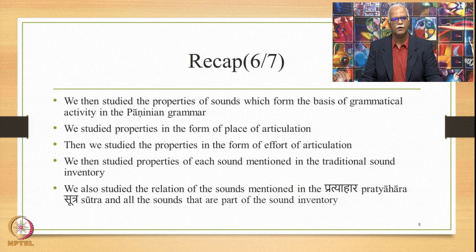So we studied these properties, and the bahya prayatnas we noted were handy, were useful as far as deciding the proximity between the substituent and the substitute in case the sutra states more than one substitutes. Then we also studied the relation of the sounds that are mentioned in the Pratyahara Sutras, the 14 Pratyahara Sutras, and all the sounds that are part of the sound inventory, traditional sound inventory. So we noted this relation. We also studied the sutra in detail, namely Anudit Savarnasya Cha Pratyayaha, and we noted that this sutra is called Savarna Grahaka, and so on.